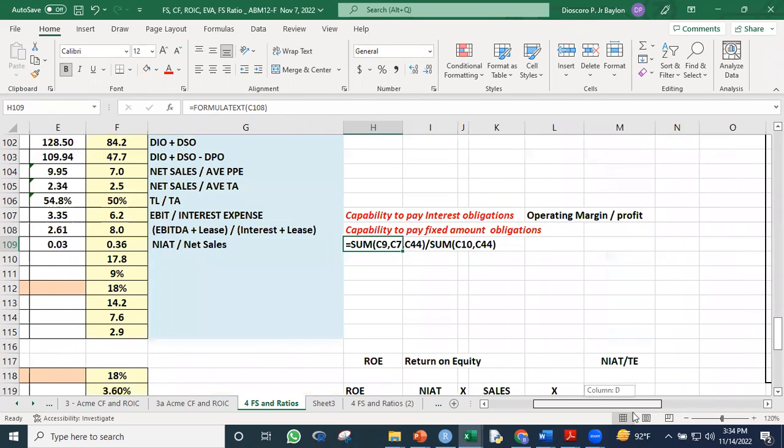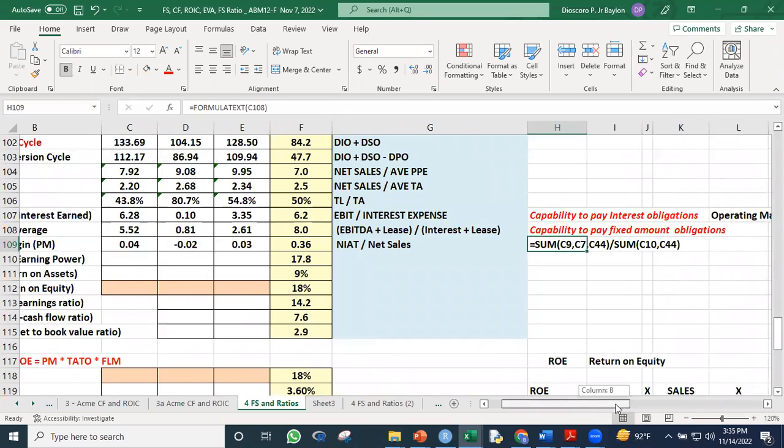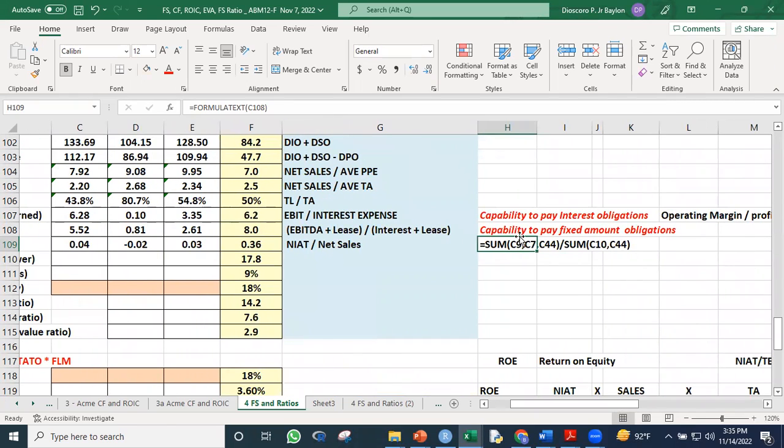Okay. Ito yung formula ng EBITDA. Dapat this should be here. Okay. EBITDA coverage.